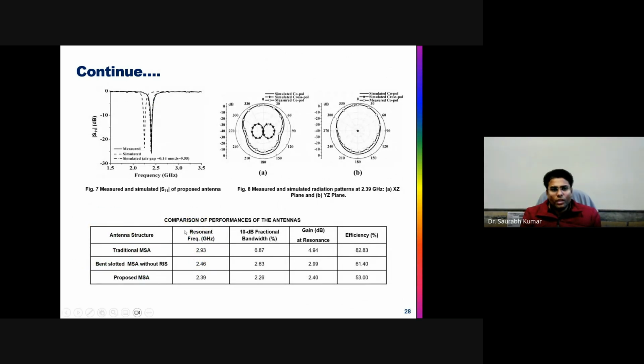So with this, you can see somewhere here that with a slot antenna, the efficiency is reduced. Again, the efficiency is reduced because of the accumulation of the charge within the structure. The gain is also reduced, but the miniaturization is achieved.